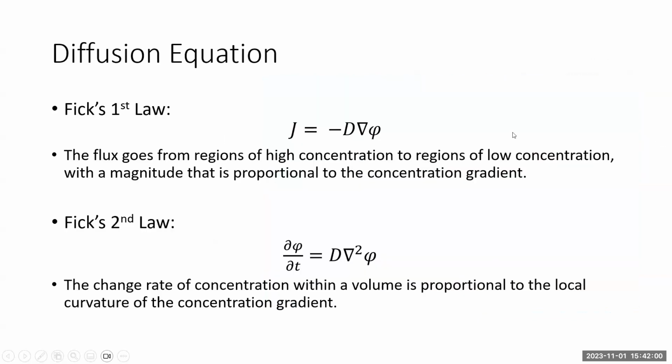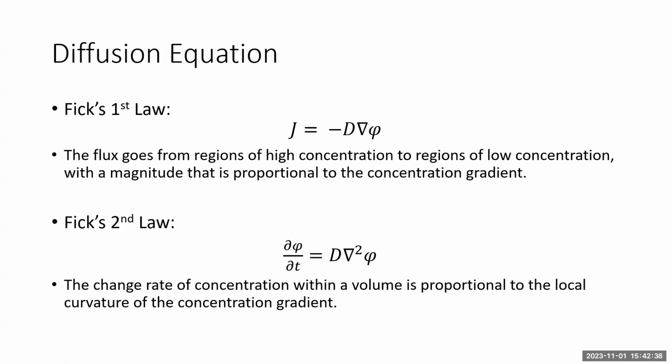For multidimensional diffusion, the best approach to find out how it works is to model the diffusion. Diffusion can be modeled by differential equations from Fick's laws. By solving the diffusion equation, the relationship between particle concentration and time or position can be obtained. As you can see in this slide, Fick's first law shows that the flux goes from regions of higher concentration to regions of low concentration with a magnitude that is proportional to the concentration gradient.